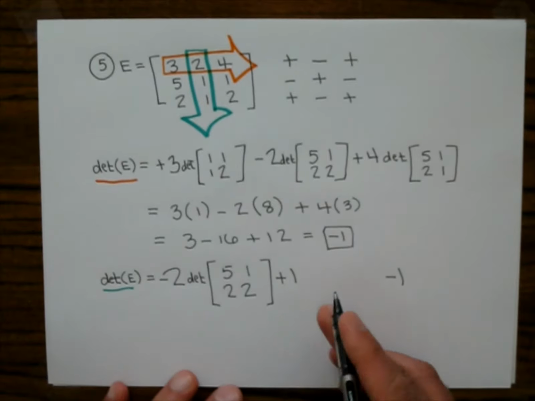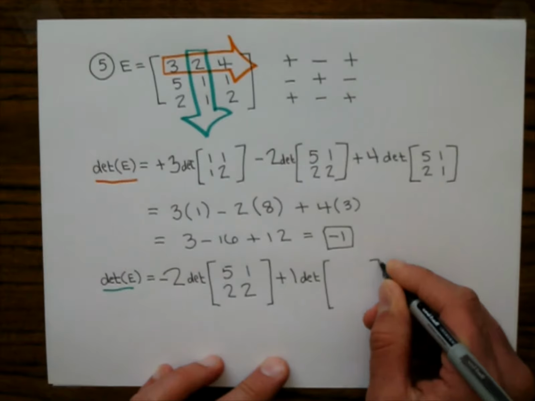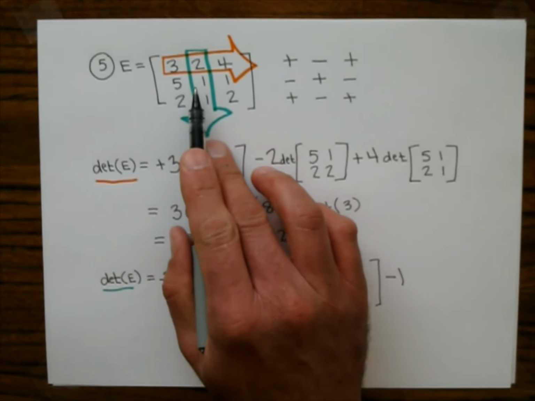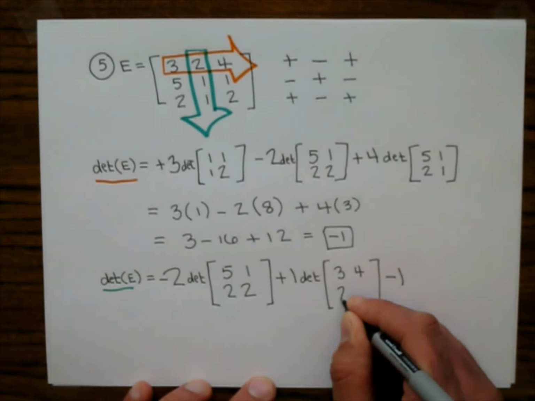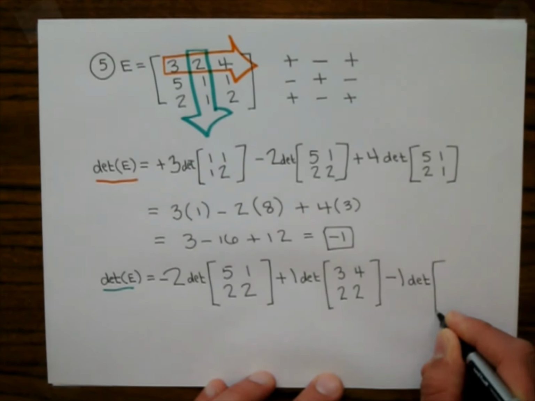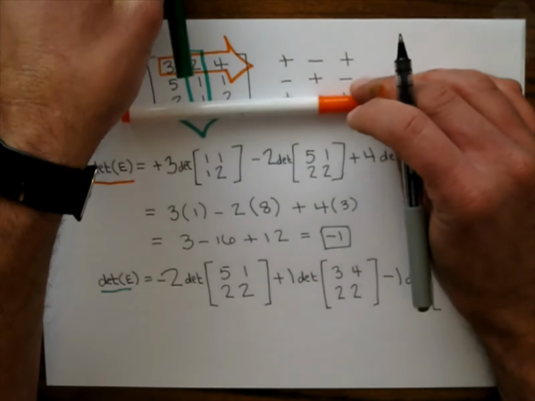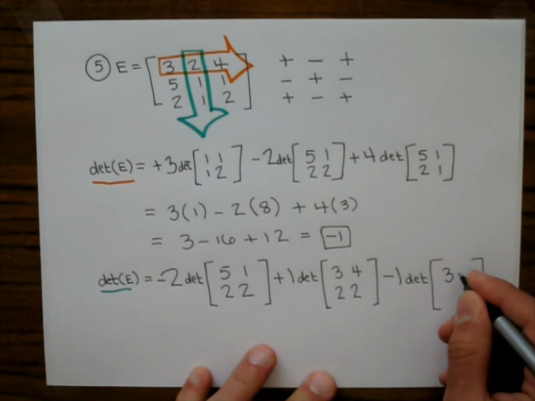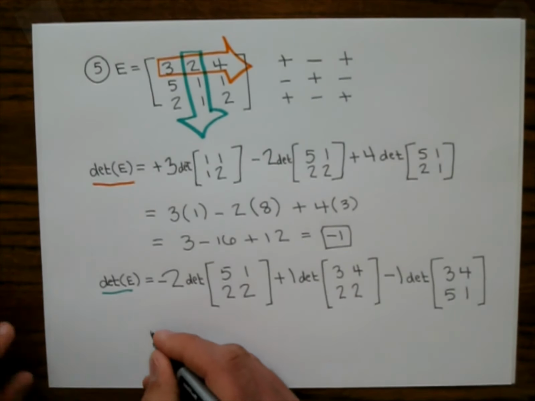And then on this one here, we have the determinant of the matrix you get when you cover up the middle row and the middle column, which would be 3, 4, 2, 2. And then this one is the determinant of what you get when you cover up this one right here, which is the last row in the middle column, which would be 3, 4, 5, 1. So let's go ahead and crank this out.